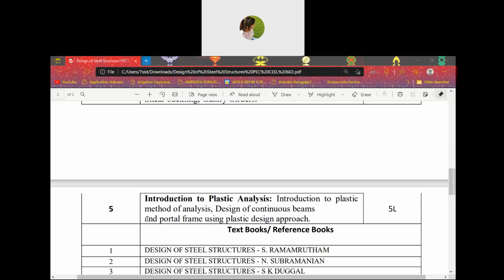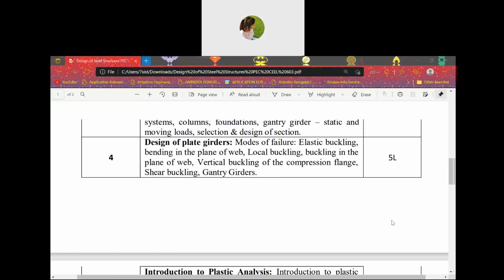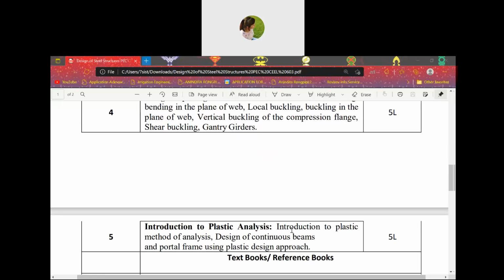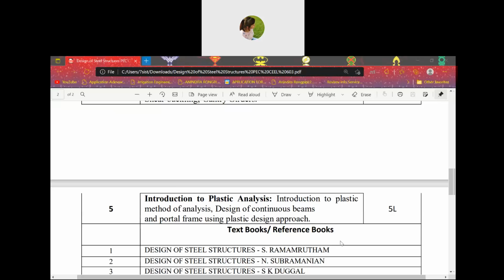Next, unit number 5 is Introduction to Plastic Analysis. For unit 5, the total allotted lectures are 5. In plastic analysis, we'll study the basic introduction of plastic, then the different analysis procedures of plastic, then an introduction to different plastic analysis methods, then the design of continuous beams and portal frames using the plastic design approach.